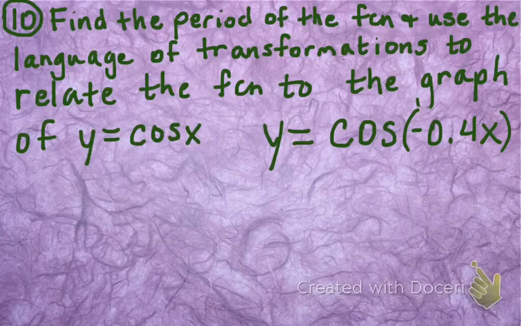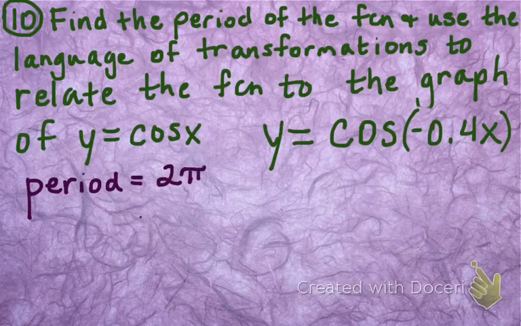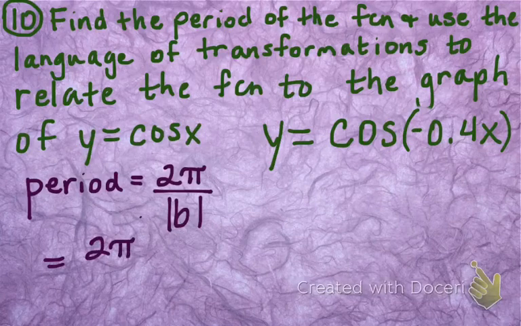But we need to address the negative 0.4 in terms of our transformation. The first thing this one asks us to do is the period, where the last one asked us to do the amplitude first. And remember that the period of a sine or cosine graph is equal to 2 pi, which is the period of the parent, divided by the absolute value of b. And b is the coefficient on the inside of these graphs. So our period here is going to be 2 pi divided by 0.4.